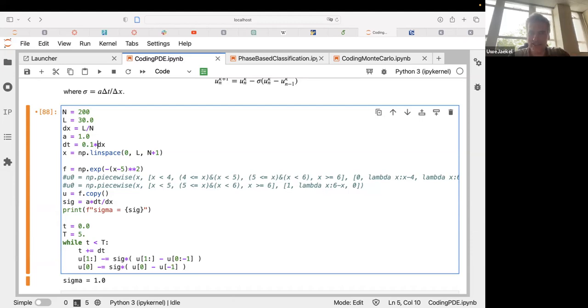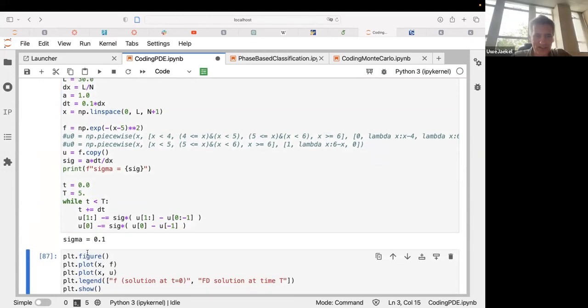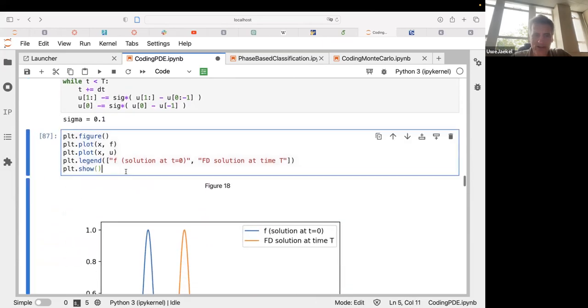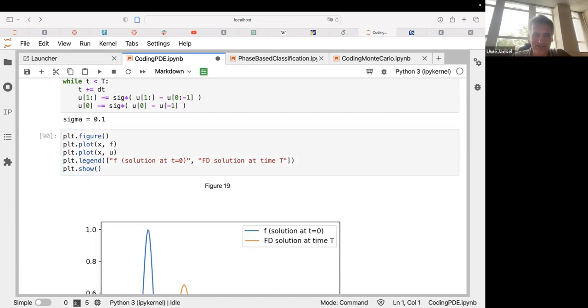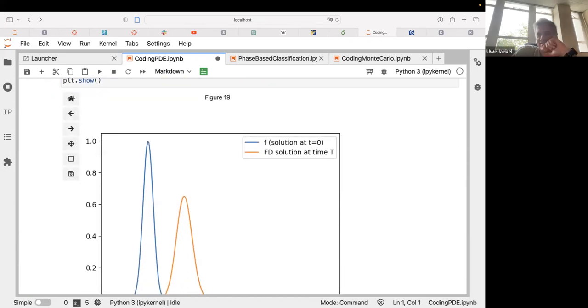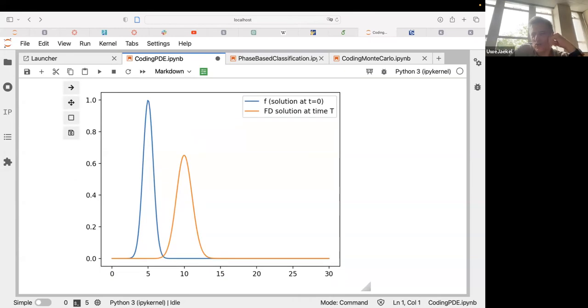Let's have dx fixed. So I modify the question by Lungisi, but by taking dt smaller. So dt is smaller by a factor of 10. And I will print sigma again. Okay, so sigma is now 0.1. And now let's plot the solutions. And now we should be a little bit unhappy.